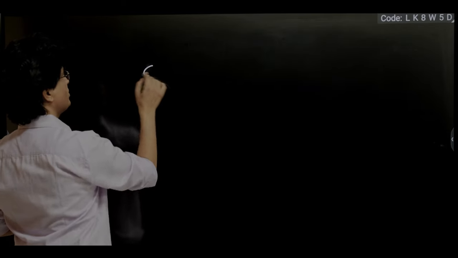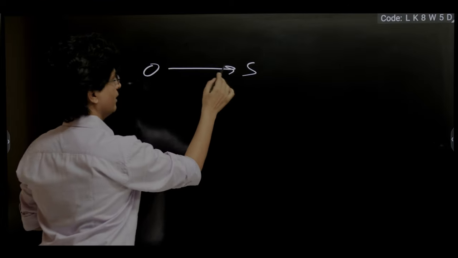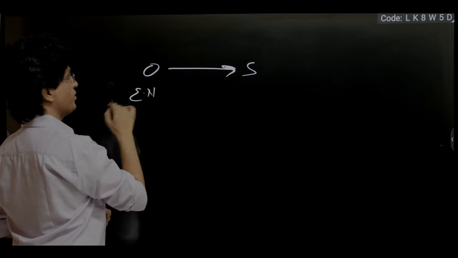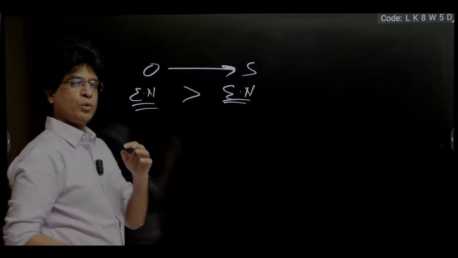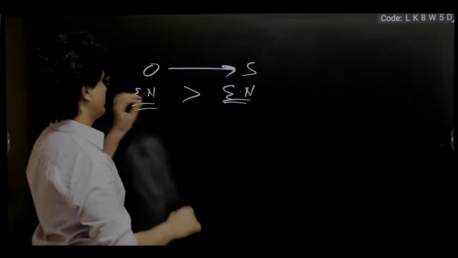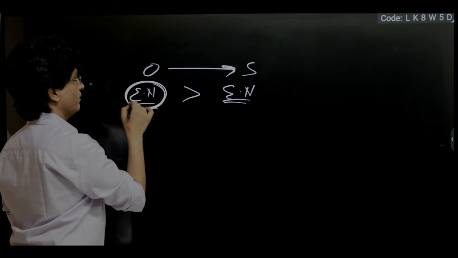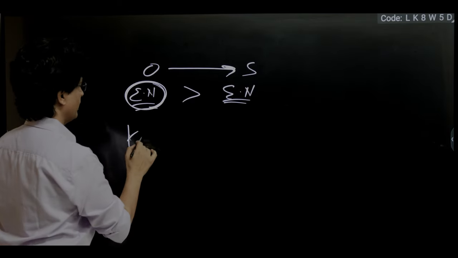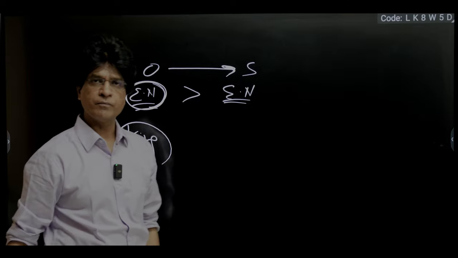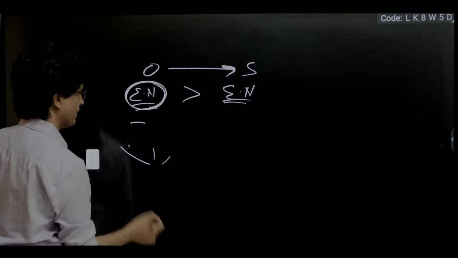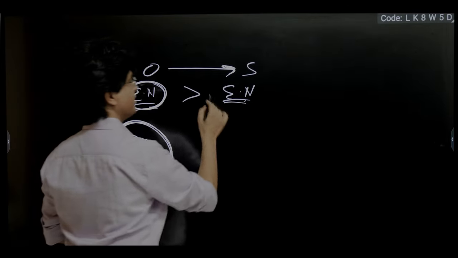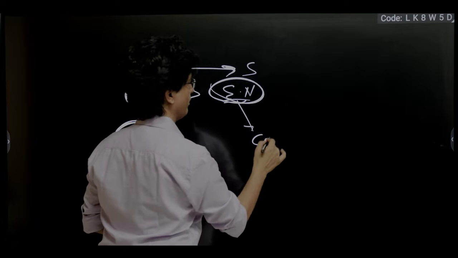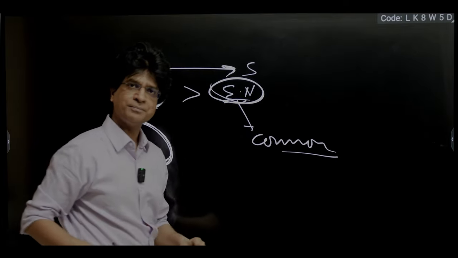Don't worry at all. Say, for example, I'm saying oxygen and this is, suppose, sulfur. The electronegativity of oxygen is more than that of sulfur. So what I'm saying is that generally the more electronegative atom is the king in the world of physical chemistry. Or rather than king, we'll assume that it is the Don of physical chemistry. And the lesser electronegative atom will behave like a common man.